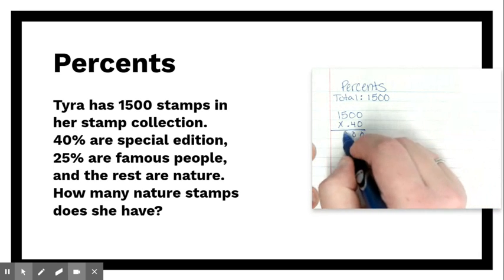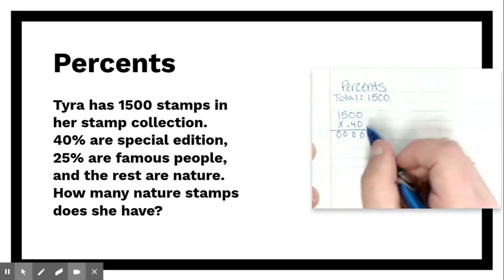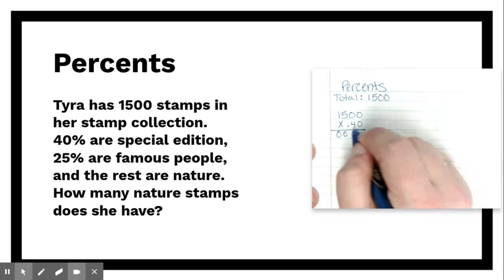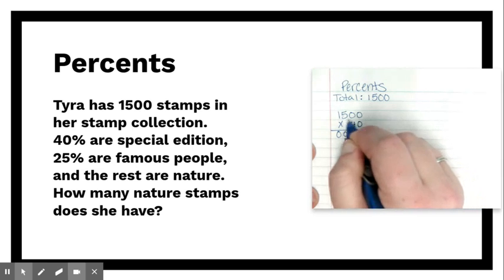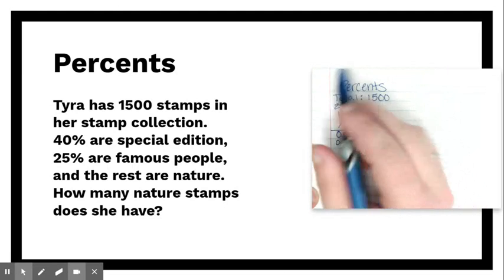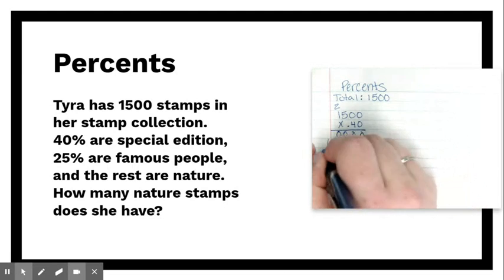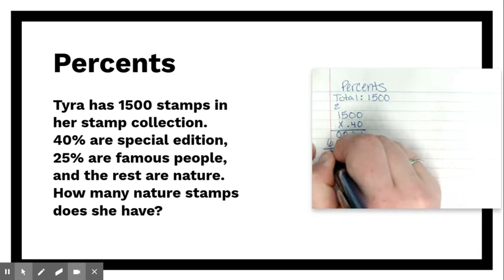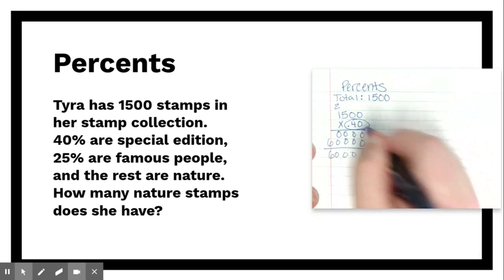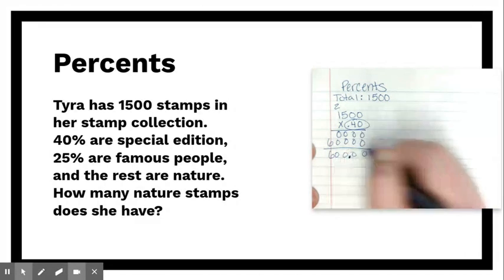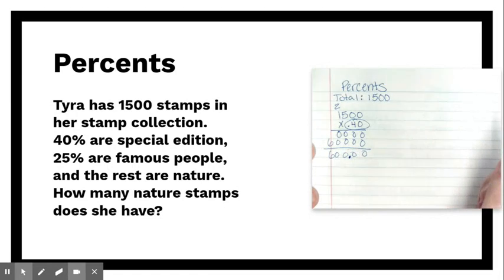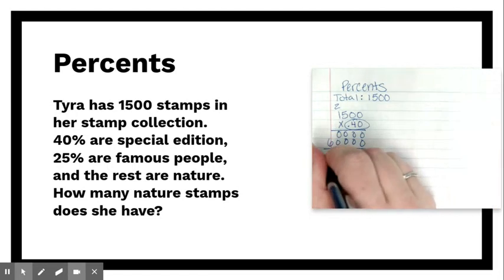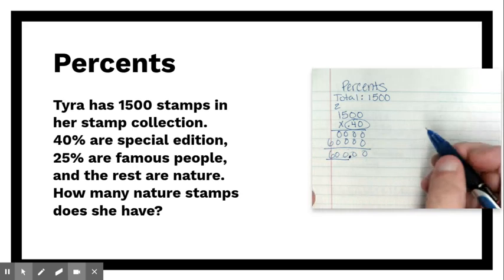Okay, and then 4 times 0, 4 times 0, 4 times 5 is 20, 4 times 1 is 4, plus 2 is 6. And then add 0, 0, 0. That was easy, right? 2 numbers behind the decimal, so we have 2 numbers behind the decimal here. So 600 are special edition, okay? So 600 are special edition.